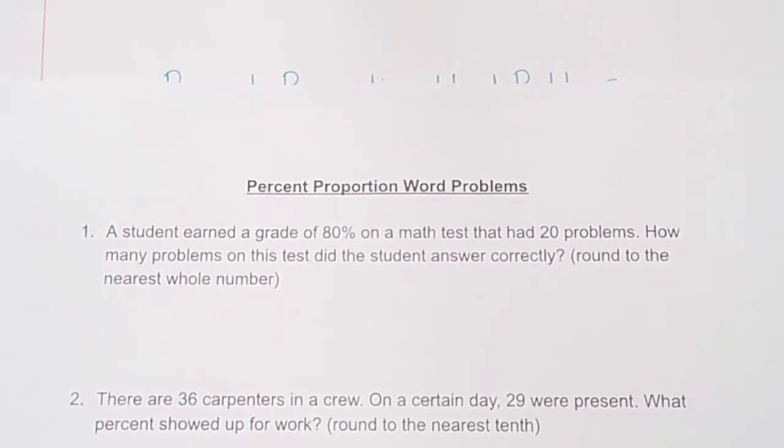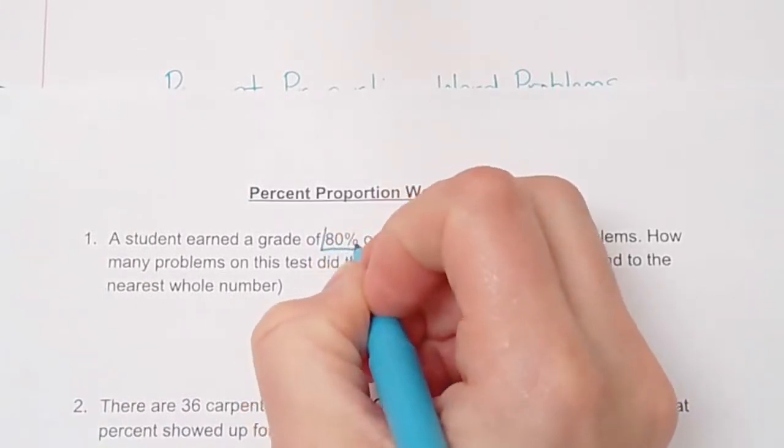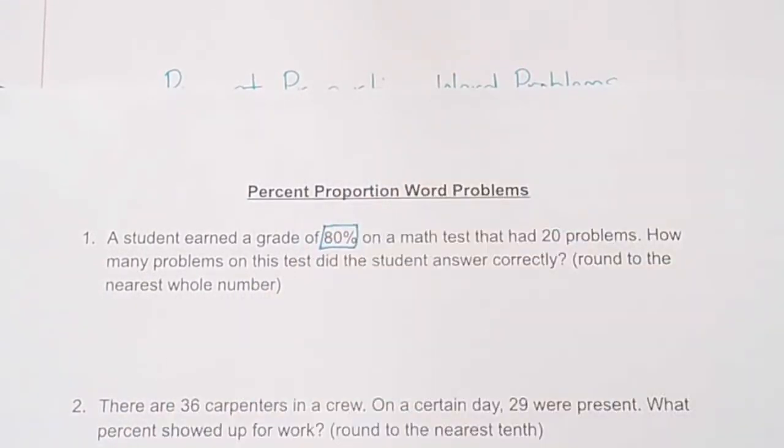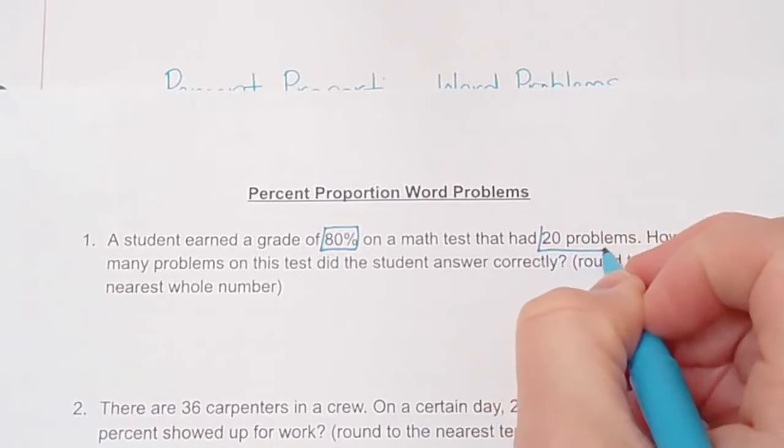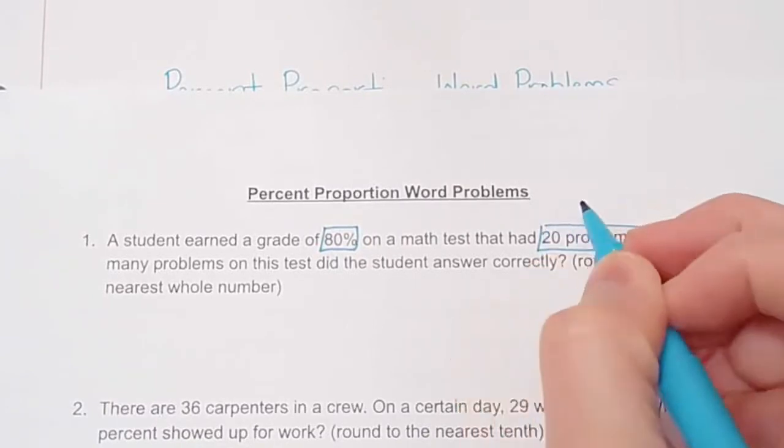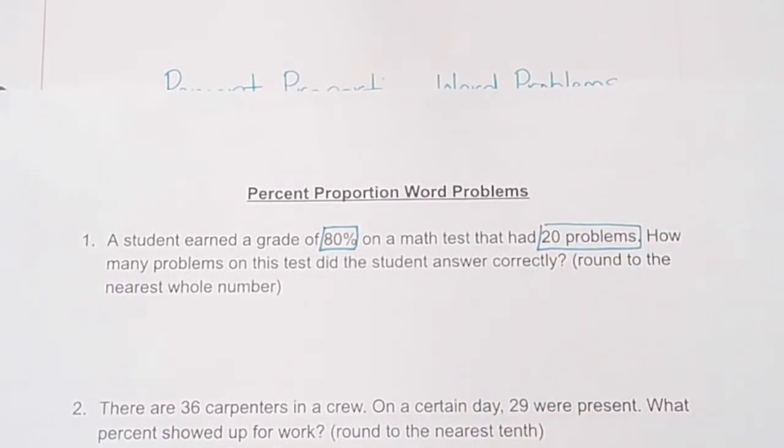So let's look at it. A student earned a grade of 80% on a math test that had 20 problems. How many problems on this test did the student answer correctly? And it just says round if we need to round. Let's look at what the problem's got for us. I see a percentage, which would be important, and then I see this 20 problems. And then the question says, how many problems on this test did the student answer correctly?